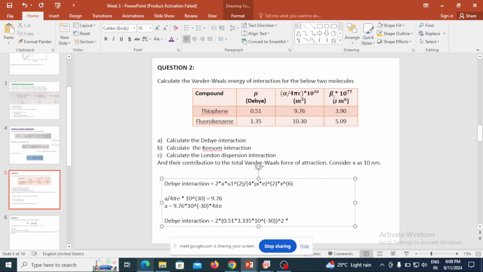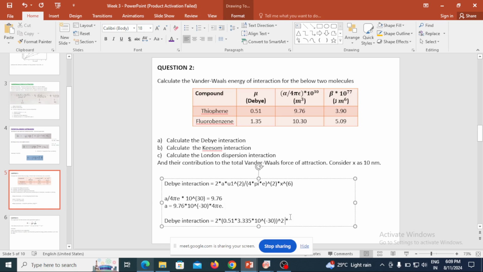Here also if you see, it is written beta into 10 to the power 77 as 3.90. So this means the value of beta is 3.90 into 10 to the power minus 77. So you need to take the units to the other side. Yeah, so that's about here.